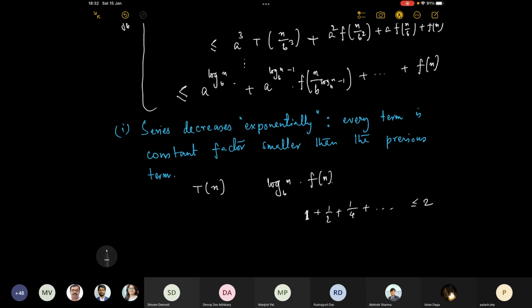You are going for what values of A and B, what relations between A and B, this series will be exponentially decreasing. But I'm not asking that. I'm asking you that suppose that the values of A and B are related in such a way that this series is exponentially decreasing. Then can you give me say upper bound of this sum?